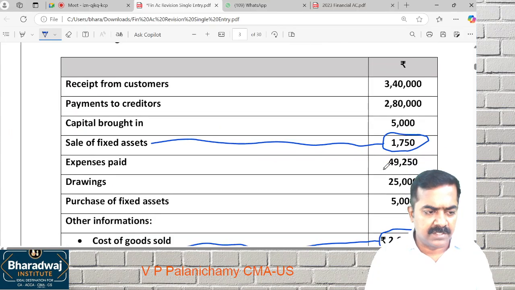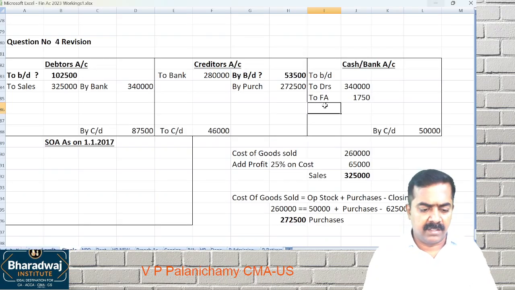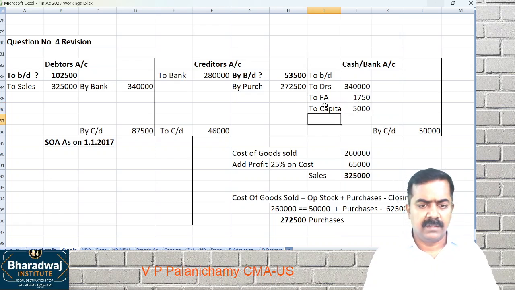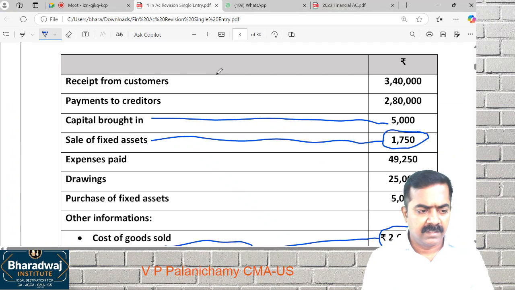Any other collections? Capital brought in. Capital brought in how much? 5,000. Then record all the payments. What are the payments? By creditors, 2,80,000 we have paid. Then what else have we paid?